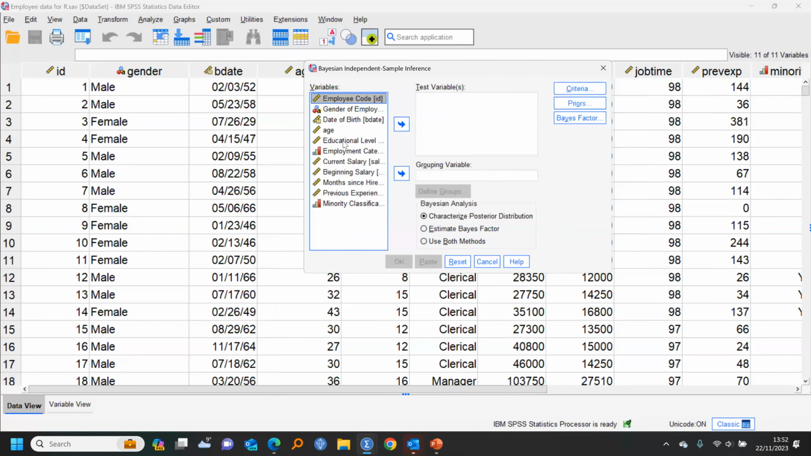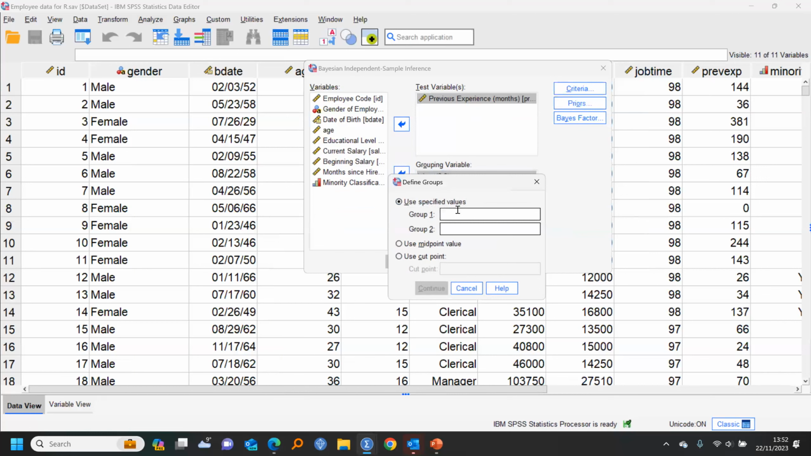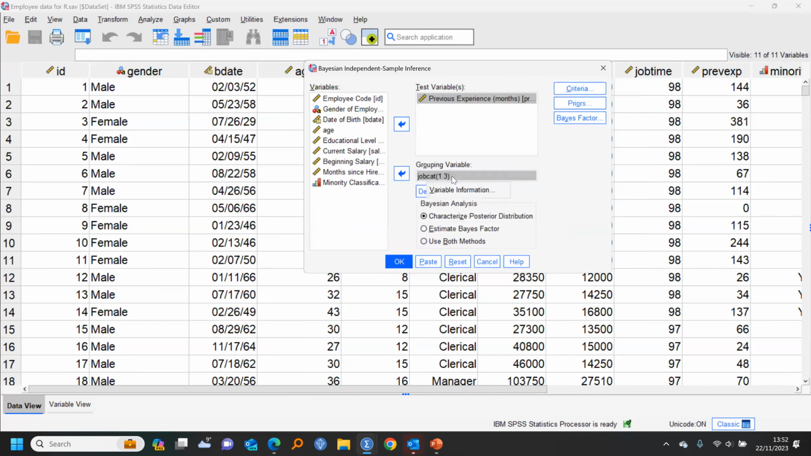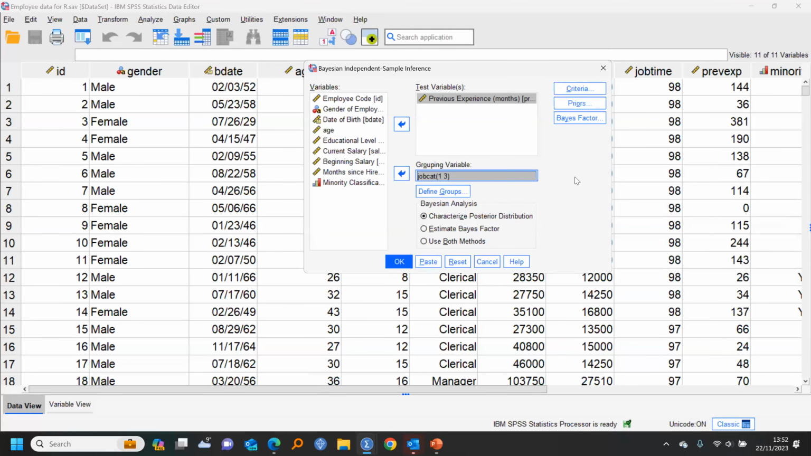So here I'm going to pick up the thing that you saw earlier on, where we were comparing previous experience in months by employment category. So I'm putting that in there. There's my employment category, which is clerical versus manager. Those are the two groups I'm looking at. The only reason I'm leaving out the one in the middle is because the middle group is custodial, and there just aren't very many cases for that. And you can see here the default is to characterize the posterior distribution.